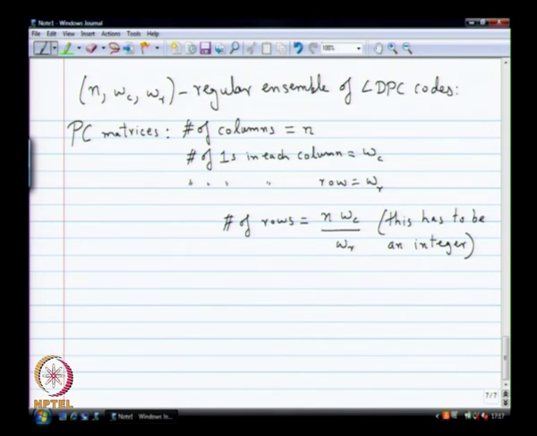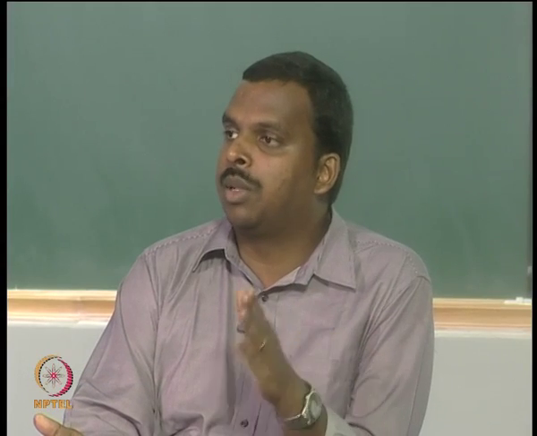Okay. So, is that clear? How did the number of rows become n times WC divided by WR? Think of the total number of ones in the entire matrix. It is definitely equal to n times WC, and it is also equal to the number of rows times WR. So, that equation gives you the number of rows as n times WC by WR.